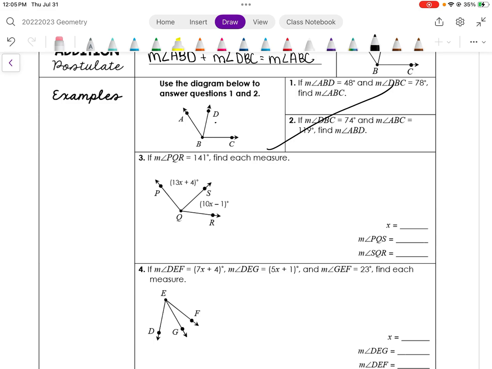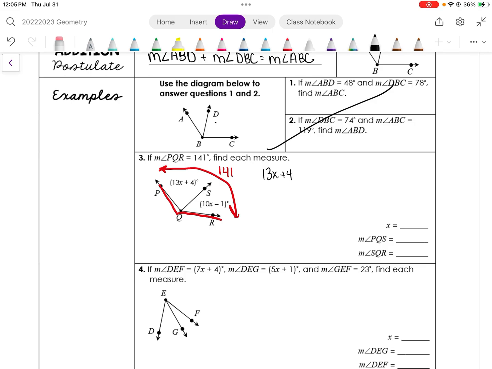Okay, so it wants us to find each measure, so we have to find x, and we have to find the angles that it's asking for over there on the right. So let's set up our equation first using part plus part equals whole. It does tell us that the measure of angle PQR is 141. PQR, that's the whole angle. So whatever these are, our 2 parts should add to this 141. So let's add them together.